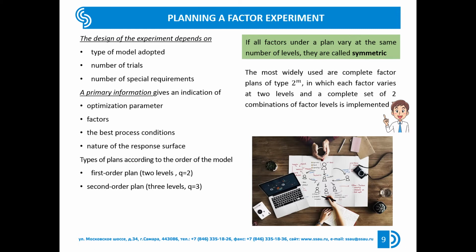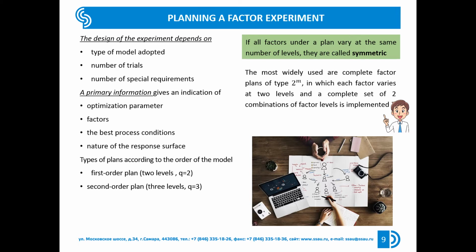A preparation phase must precede the conduct of the experiment. It begins with the collection of primary information about the object of study. Primary information can be obtained from previous studies. This information gives an indication of the optimization parameter, the factors, the best process conditions, and the nature of the response surface, meaning it gives an indication of the degree of influence of the factors on the target function. Based on the primary information, a local area of factor space is selected for conducting the first series of trials.